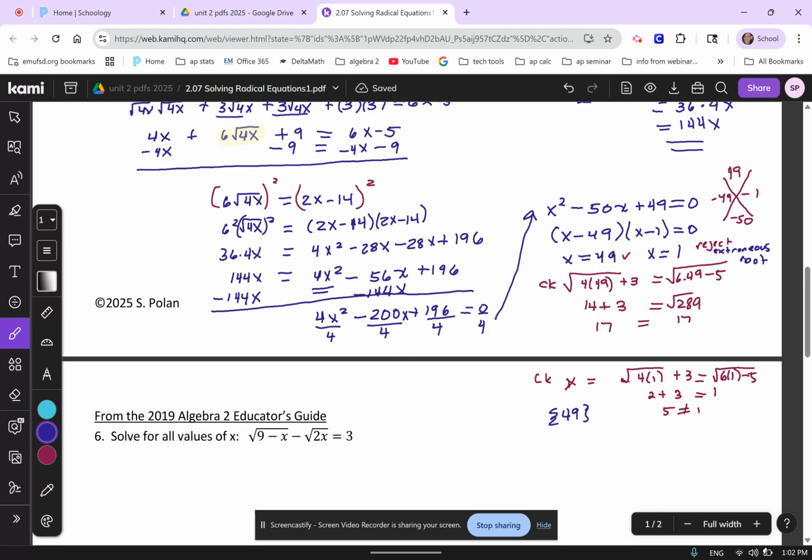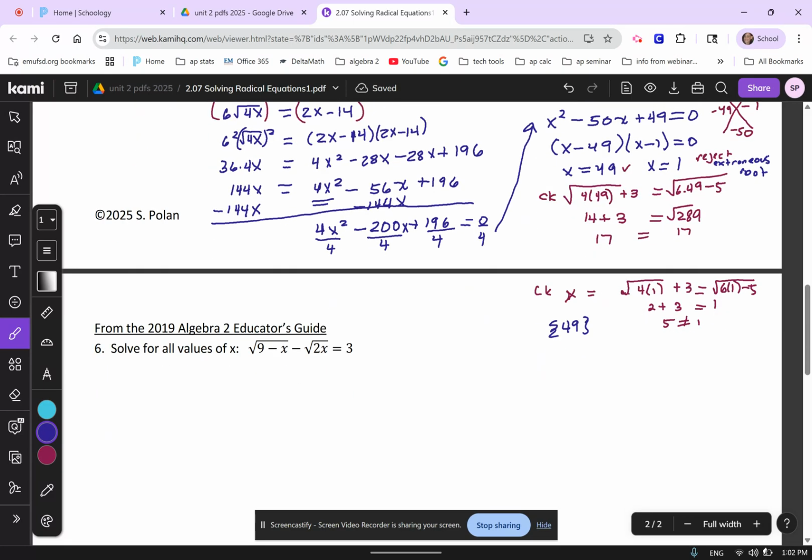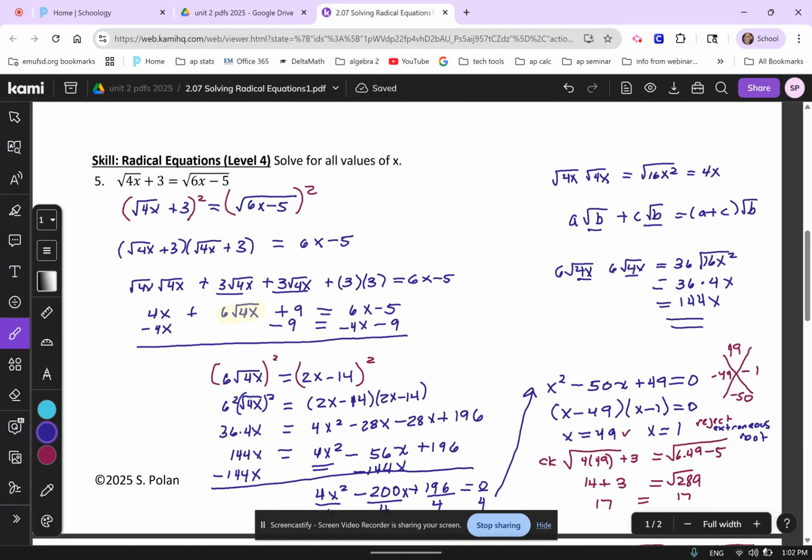I will make another video with the second number 6 from this worksheet on 2.07. But notice that these problems are long and you have to be very patient when you work through them.